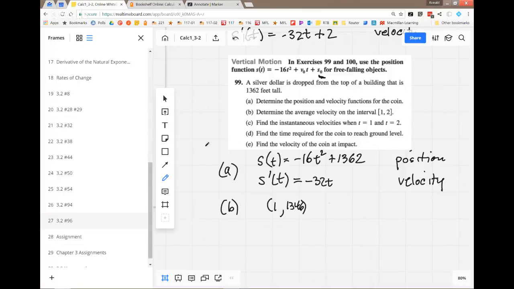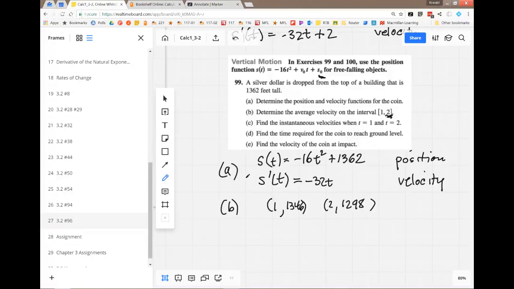Okay, and the other point you want to do, as it says right up there in the problem, is 2. So what height will the object be at 2 seconds? 2 squared is 4. That's negative 64. And that brings us down to what? 1298. Okay, so there's our 2 points.